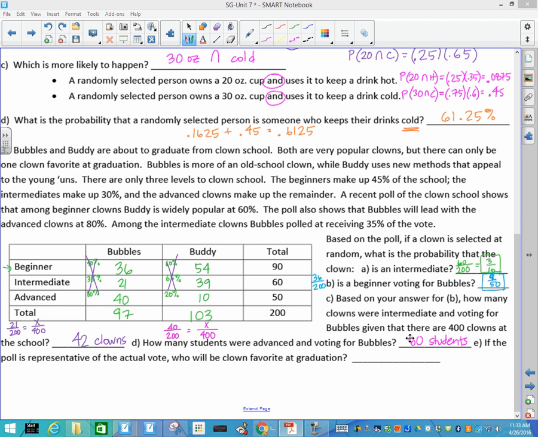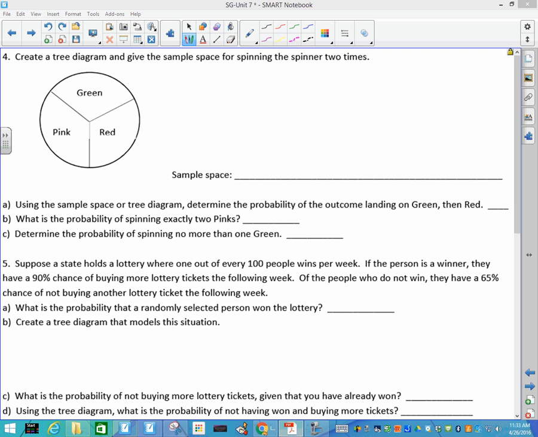Anytime your answer is more than one, you should have a label with it, okay? Because that means that it was not a percent problem, a probability problem. If the poll is representative of the actual vote, who will be the clown favorite at graduation? We can clearly see that Buddy has more votes, so that answer would be Buddy. All right, continuing on to number 4.